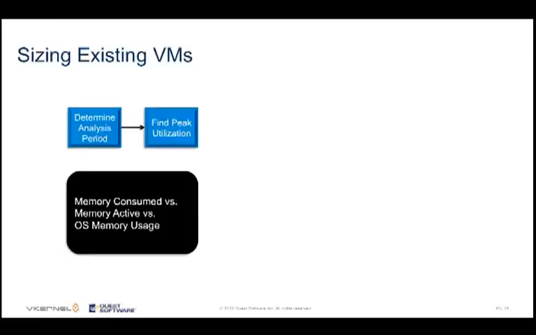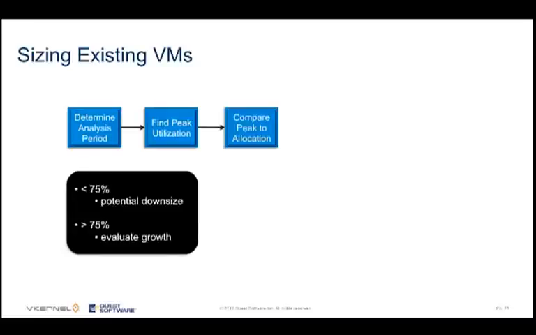Now, once you find, as part of finding the peak utilization, because I mentioned earlier that memory active and consumed are both certainly not the best metrics in the world, I would recommend also looking at OS memory usage. Use all 3 of those different values to triangulate a value that you think would be most appropriate for the peak utilization of that virtual machine.